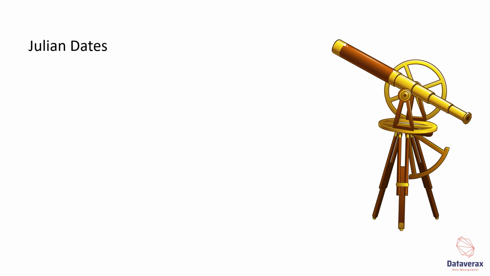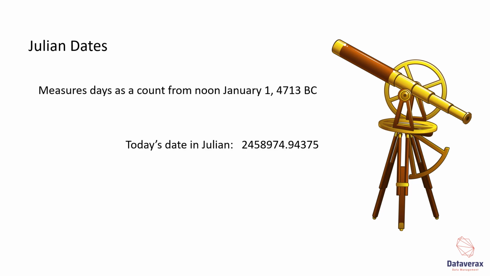Julian dates are the granddaddy of all computational date systems. These dates have been used for hundreds of years by astronomers and mathematicians. A Julian date consists of the days in the Julian era, which started at noon on January 1st, 4713 BC. The decimal portion of a Julian date counts the fractional day, where each 0.1 unit equals 2.4 hours. To put today's date in Julian form, it would look like this. We have our integer portion showing us a count of days in the Julian era, and a decimal portion showing us where we are at in the day.